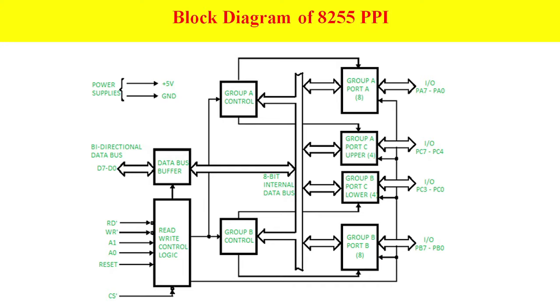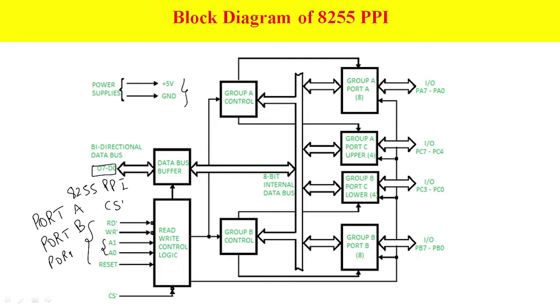This is the block diagram of the 8255 PPI. It requires a plus 5 volt and ground power supply. This is the control word register. Through this register you can program your 8255 PPI. And this is the read write control logic. With the help of this logic you can select port A, port B, or port C. You can select any port with the help of the A1, A0 and chip select signals.